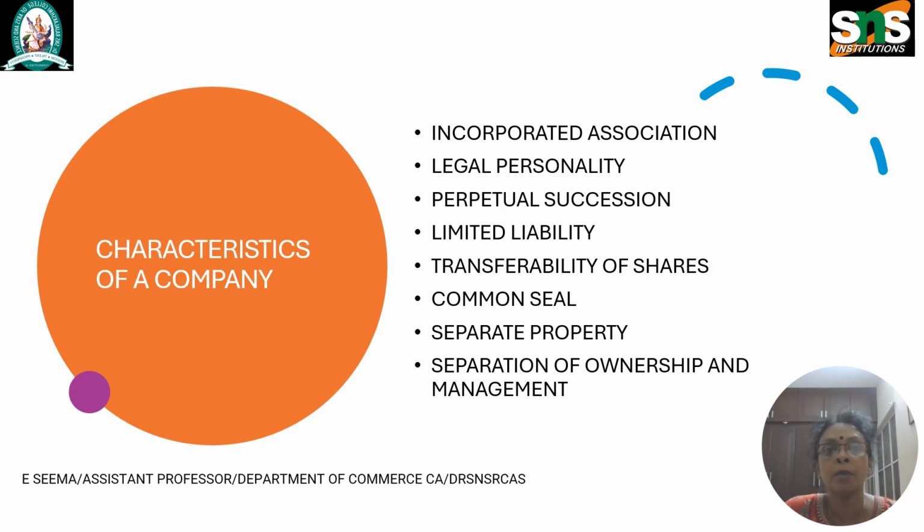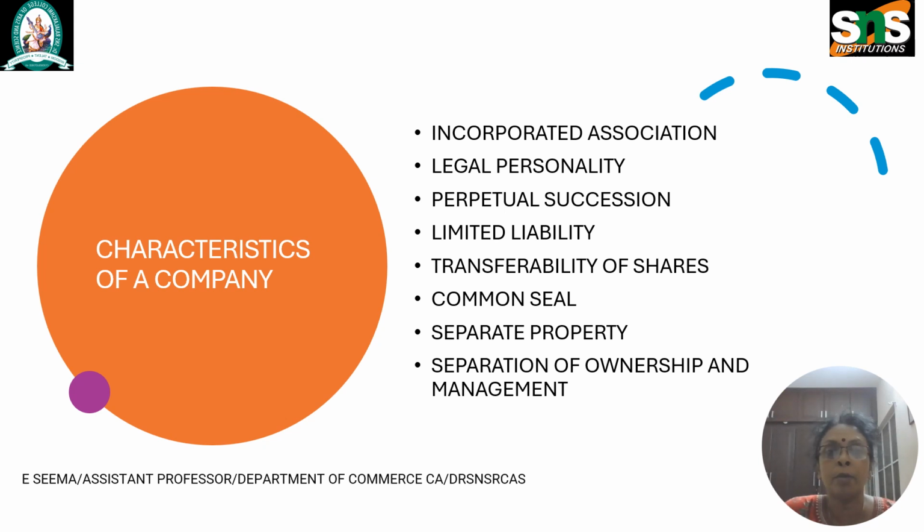A company has a perpetual succession or continuous existence. Once the company is registered, it will go on forever. The change in membership does not affect the existence of the company. Members may come and members may go, but the company will exist there itself. It is a creation of law and only through legal proceedings can it be terminated.